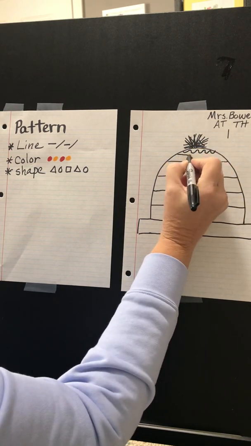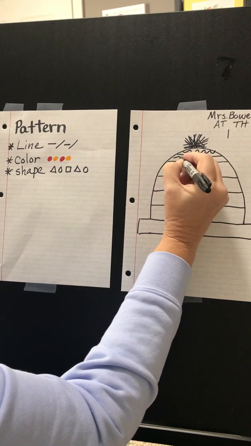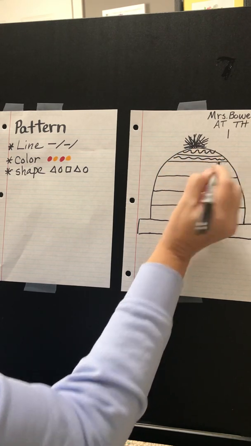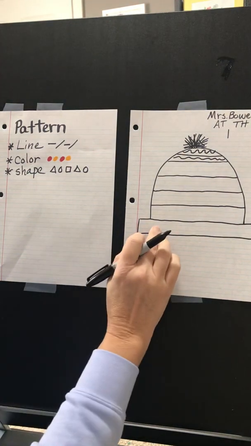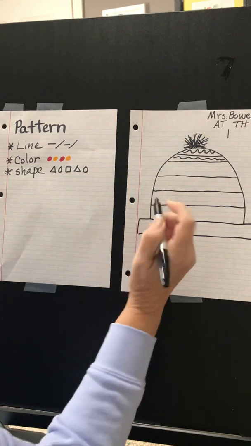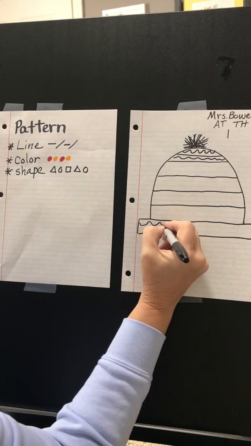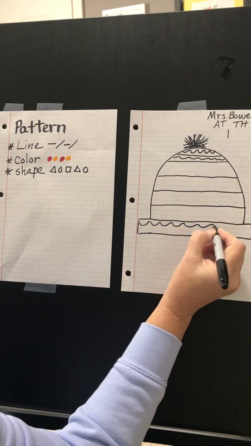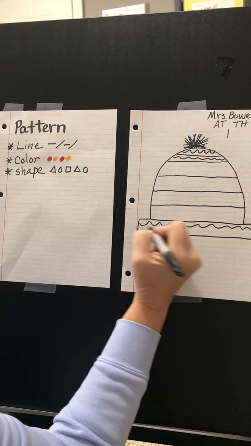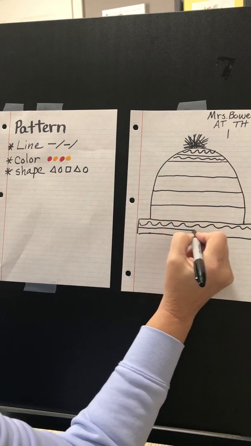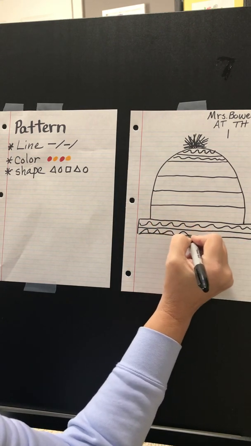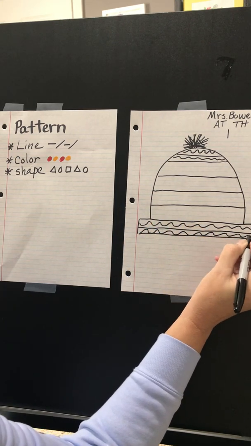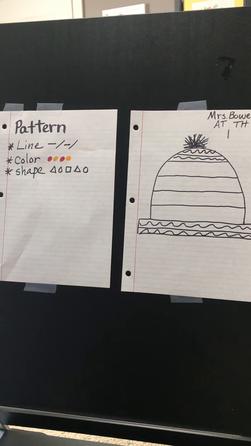And then let's do a straight. And then let's do a curvy. And then we've already got a straight one drawn. And let's go down here to our bottom and let's make it the same as the top one. So let's do curvy, straight, curvy. Remember, we talked about line earlier this year. And we're using these lines now to make a pattern.